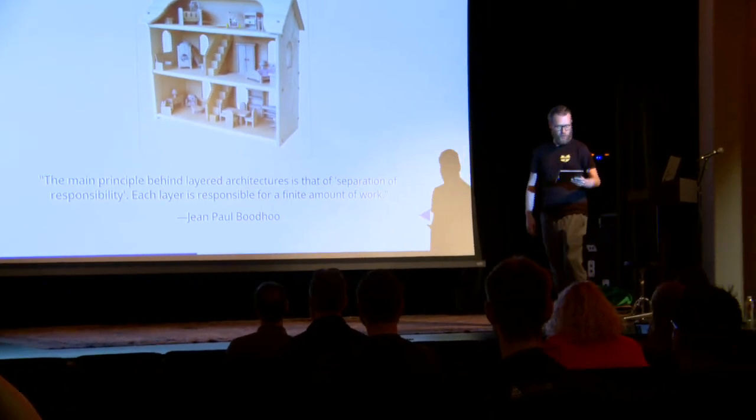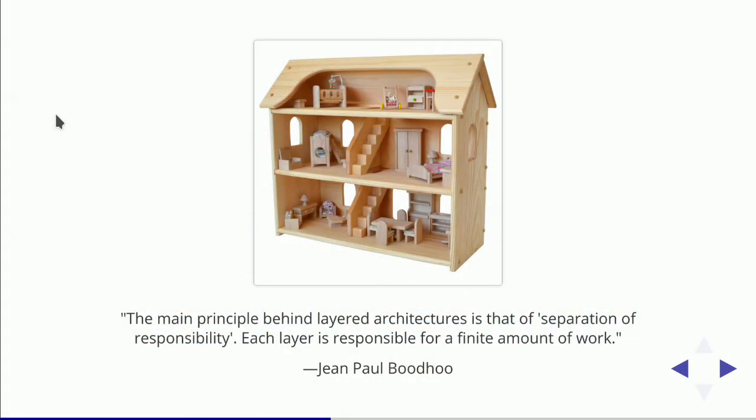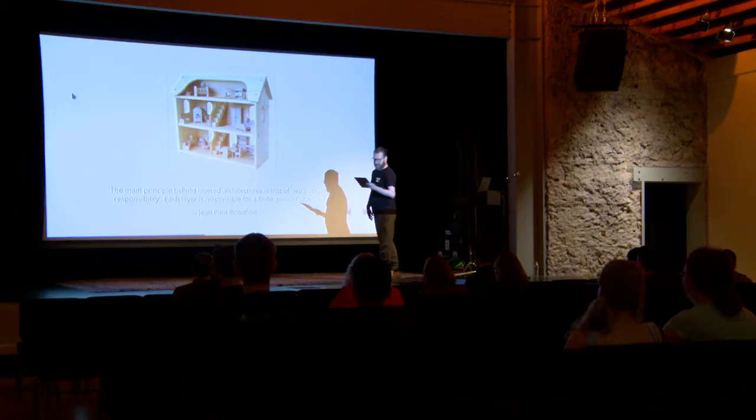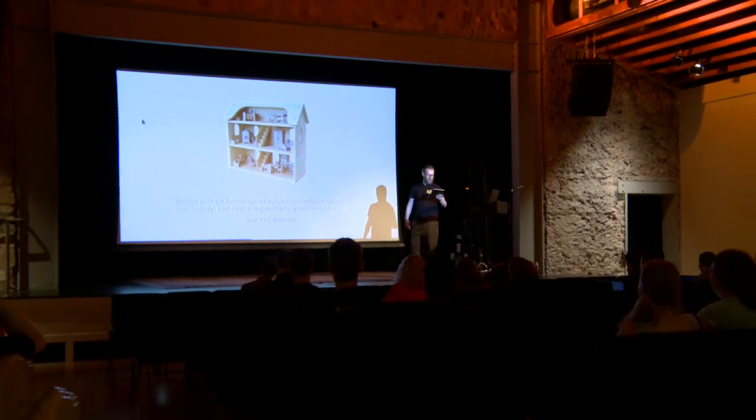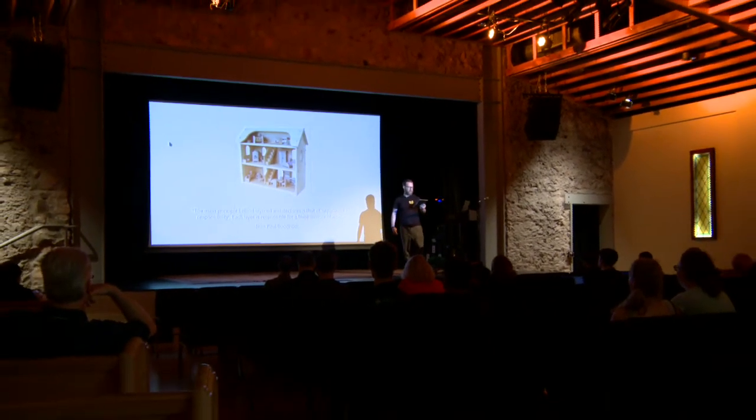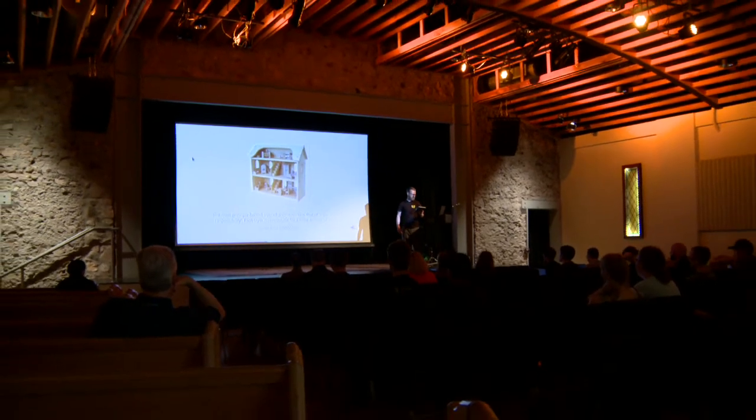The best known and probably still commonly used software architecture pattern is the so-called layered architecture. The main principle behind layered architectures is that of a separation of responsibility. Each layer is responsible for a finite amount of work, says Jean-Paul Baudou. I hope I pronounced his name correctly. This is comparable to the classical home layout as idealized in the dollhouse in the picture here. Each floor has a clearly defined responsibility. The bottom one consists of the living room. The middle is the parents' bedroom, and the top one is where the baby sleeps.